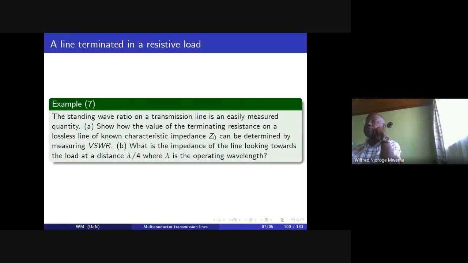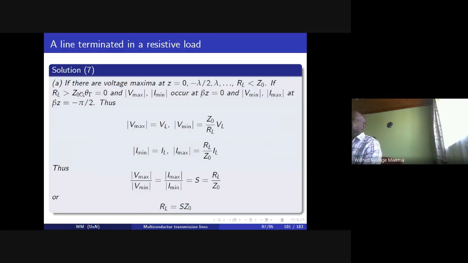So what we are required to do is, A, to show how the value of the terminating resistance on a lossless line of known characteristic impedance Z0 can be determined by just measuring the voltage standing wave ratio. And B, what is the impedance of the line looking towards the load at a distance lambda by 4, where lambda is the operating wavelength? So how to show this is the following.